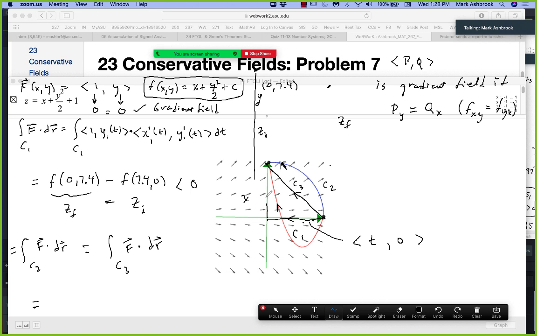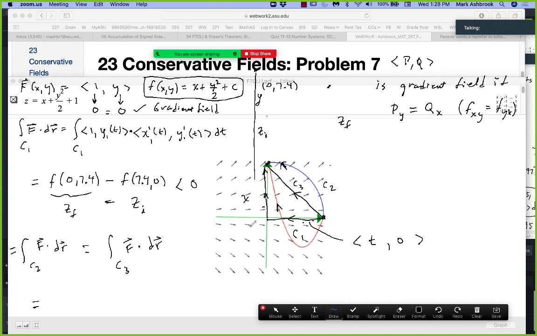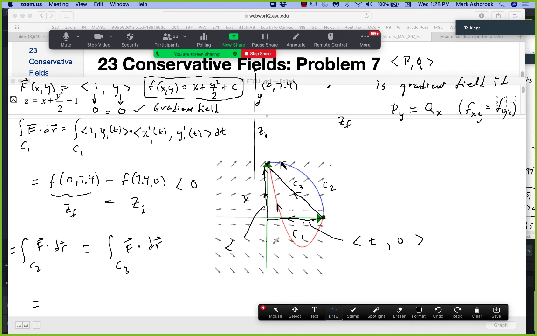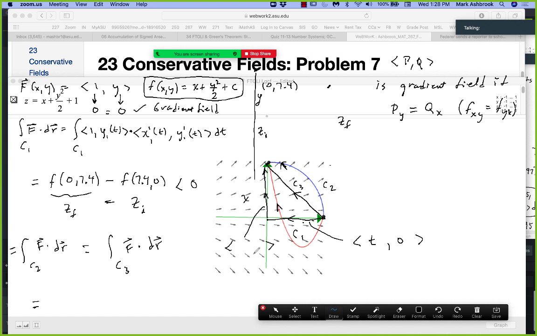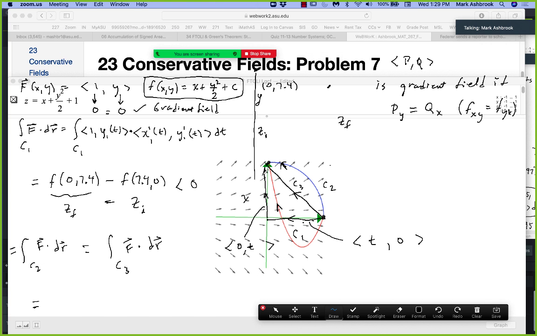And then what about along here? Zero comma t. 0 comma t. So this, we'll call this C4. So this last one, along the x-axis and along the y-axis, is C4.